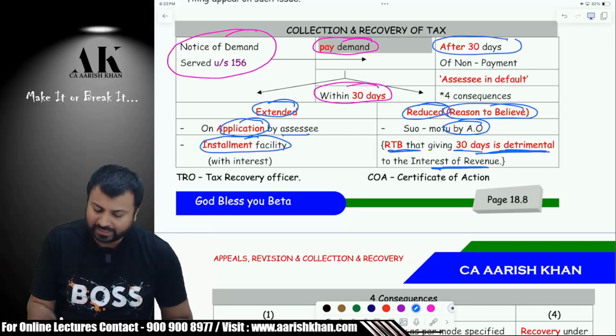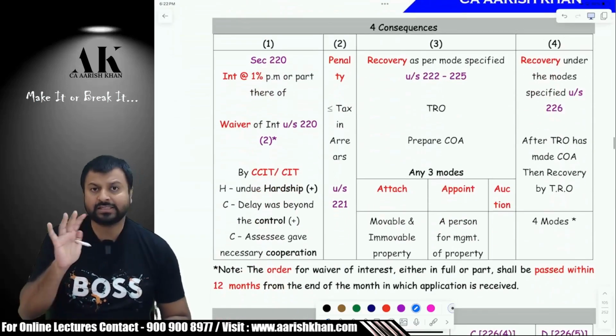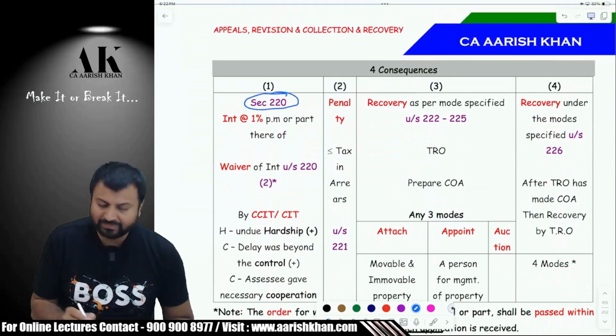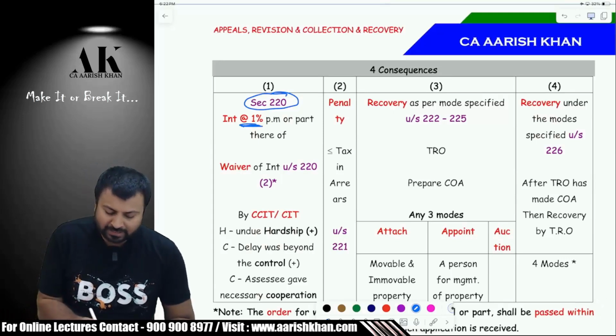Okay. Now, after 30 days, if you don't make the payment, you will be called an assessee in default, and there will be 4 consequences against you. First consequence: the department will impose interest under section 220, very important. At how much percentage? At 1% per month or part thereof.